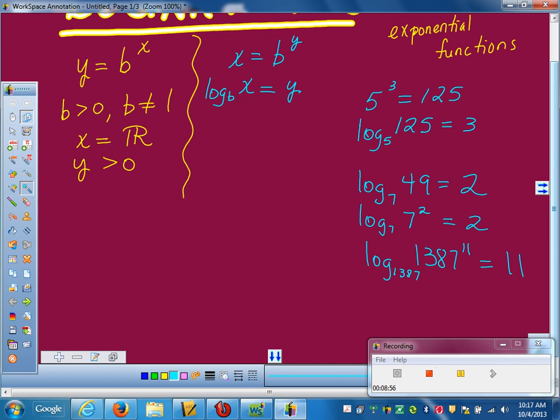Logs solve for exponents. Will we ever have to solve a log without a calculator? How would you do it? There's a way. It's horrible, but there's a way. Log base 5, so you're saying 5 to what power? The answer is what the exponent would be, the power.